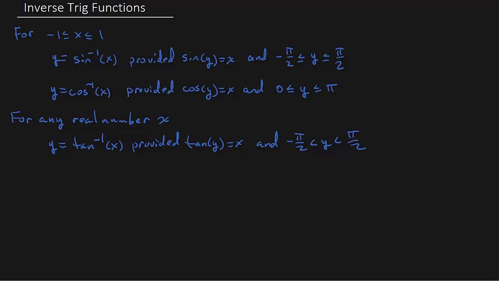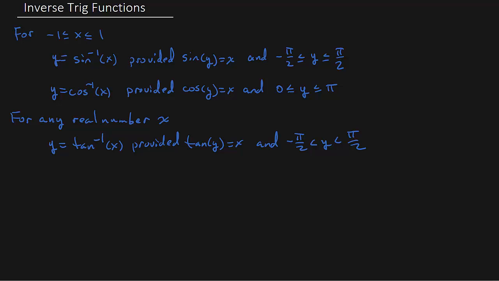All right. So for x between negative 1 and 1, y equals the inverse sine of x, provided the sine of y equals x. So basically what you're doing is, what can we take the sine of to get x? That's kind of how we're looking at it. And it'll make more sense when we start working the examples.